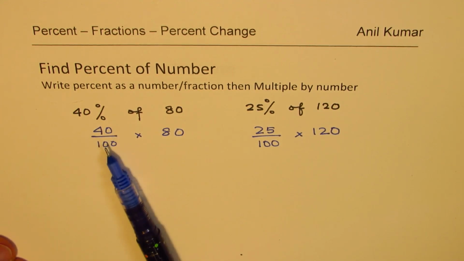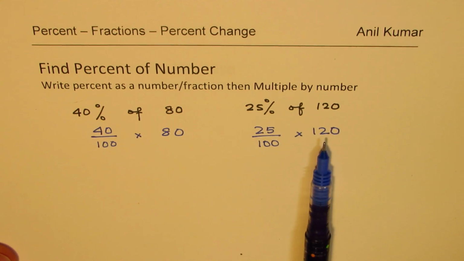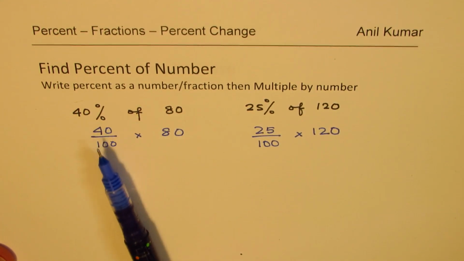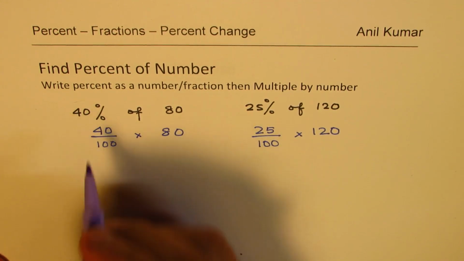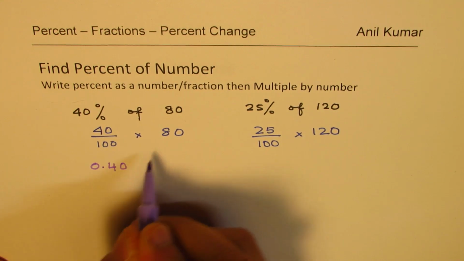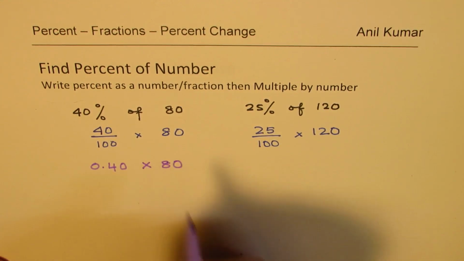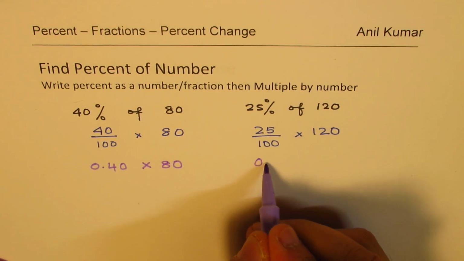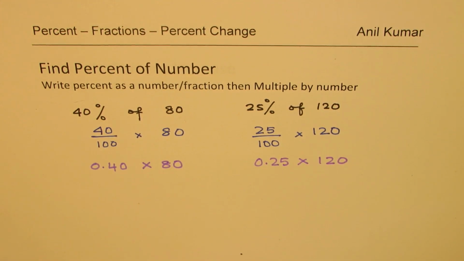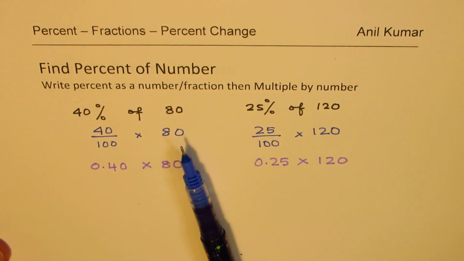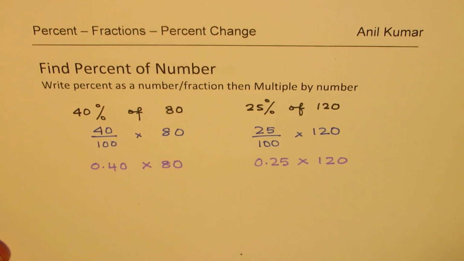So if you write like this, you're writing it as a fraction and then doing it, right? You could also write this as a decimal number and then do it. So the alternate could have been, let me use a different ink here. 40% means 0.40, of means times 80, right? So that is also correct. 25% means 0.25 times 120, right? So both are the same things, correct? You could do either one of them. Okay. Now the next question is, we need to just simplify and write them as their equivalent. So I leave this exercise for you.